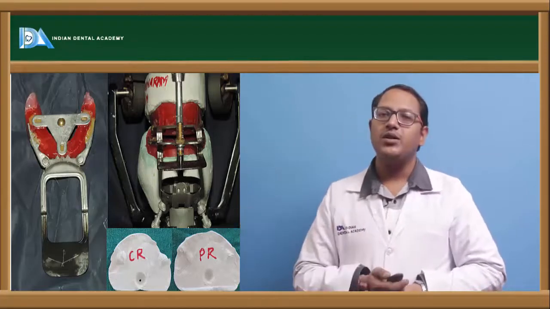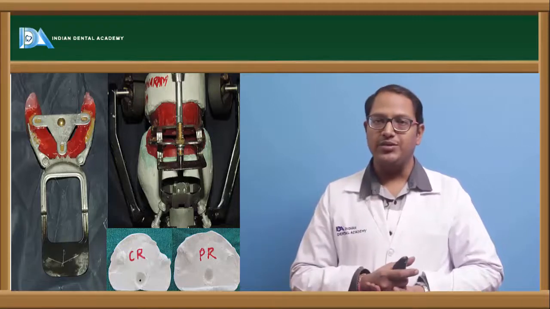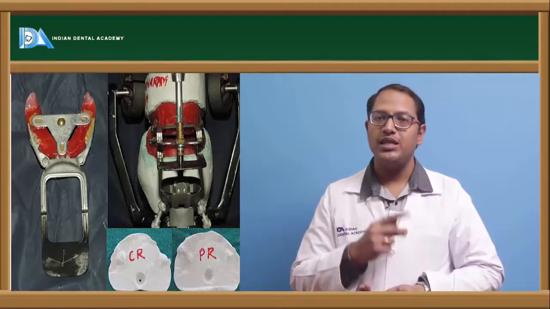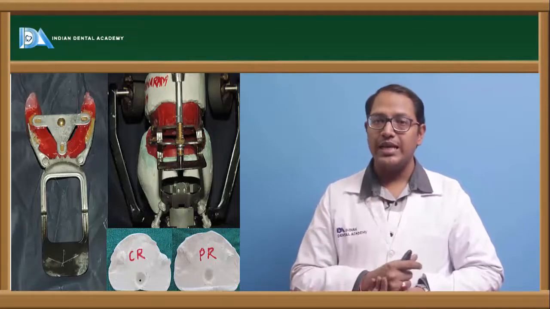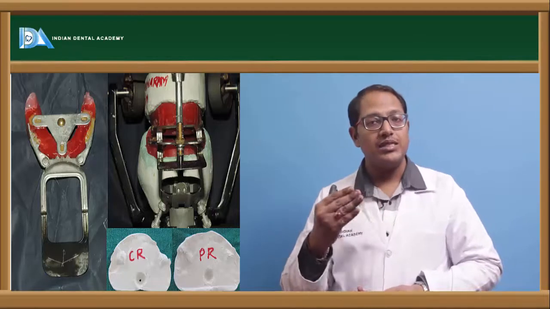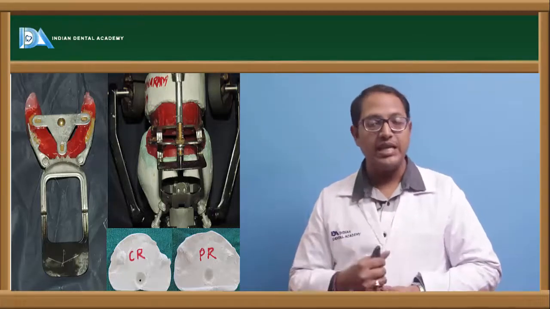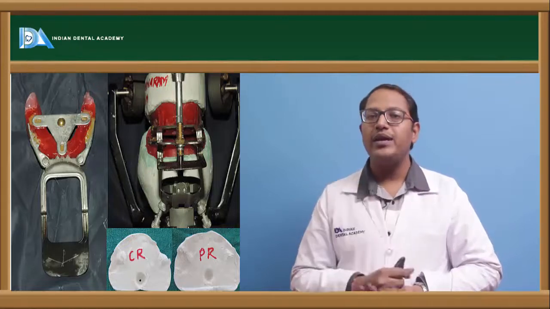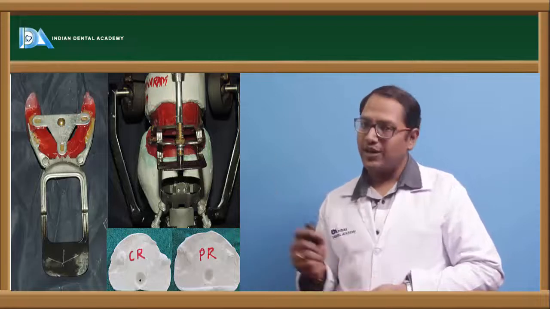Those are the plaster records that we need to do for the articulator. For programming our articulator, we need two records: centric relation records and protrusive records, in case our articulator is Class 3 Type A. If our articulator is Class 3 Type B, classification subdivision B or C, where it can take the lateral records also, we need to take two more records, that is right lateral and left lateral records.